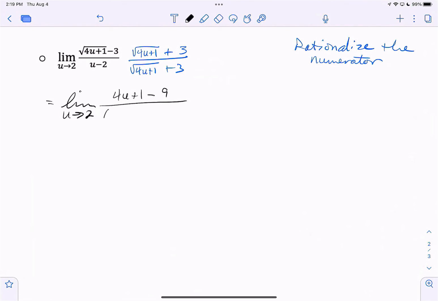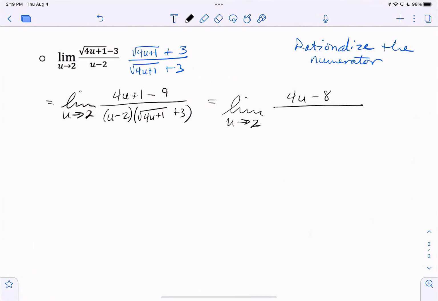For the denominator, I'm going to keep everything factored. So u minus 2, and then I have the square root of 4u plus 1 plus 3 as a separate factor. And I see this is going to be the limit as u approaches 2 of, in the numerator, 4u minus 8. In the denominator, that u minus 2 times the square root of 4u plus 1 plus 3.